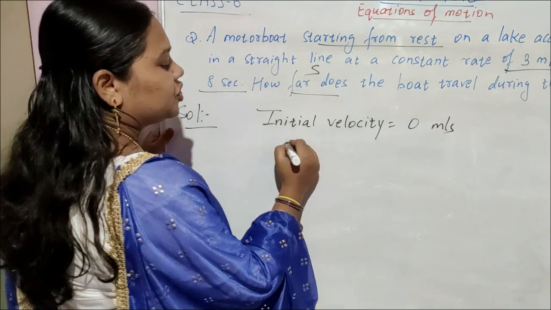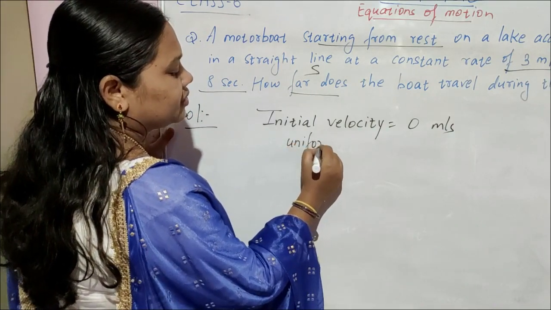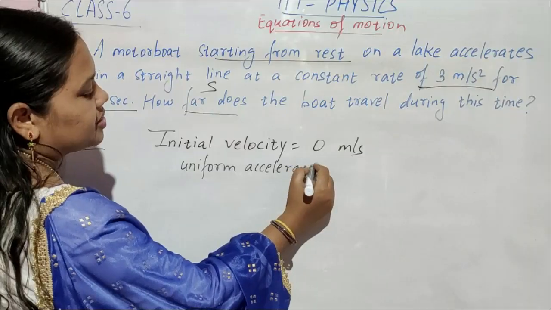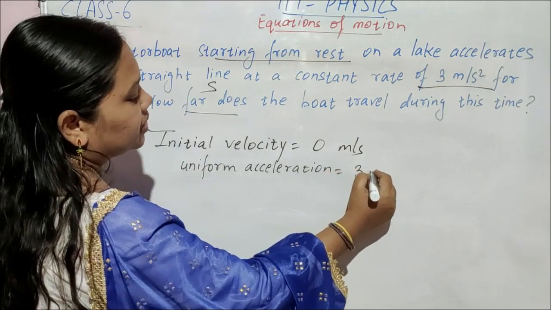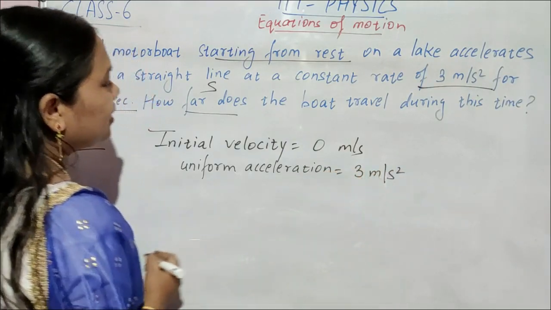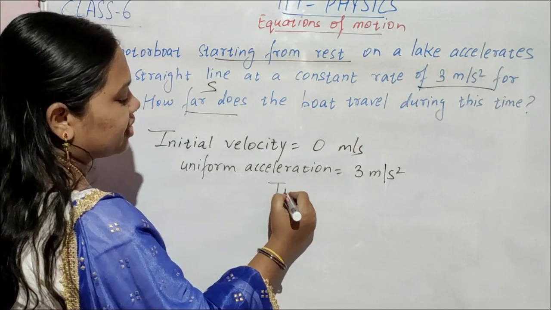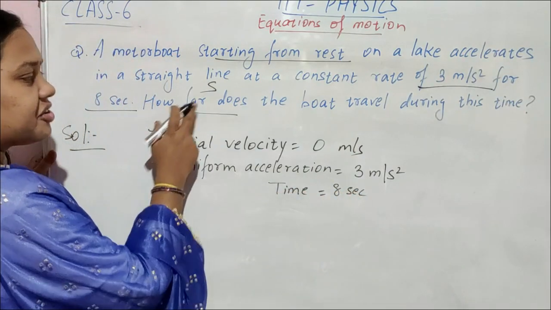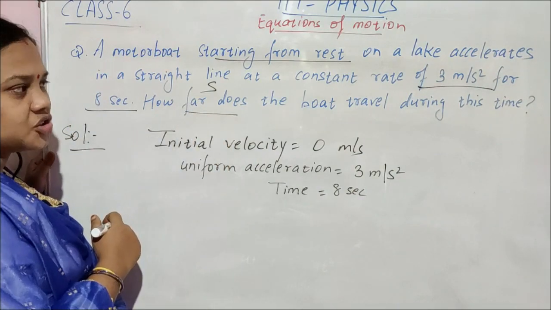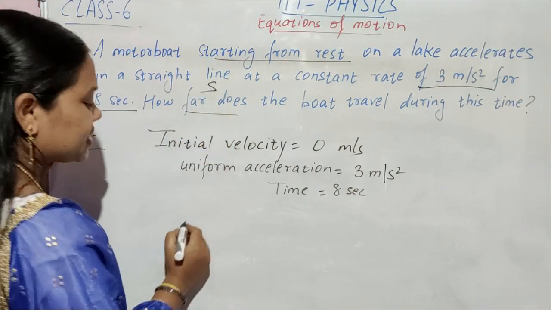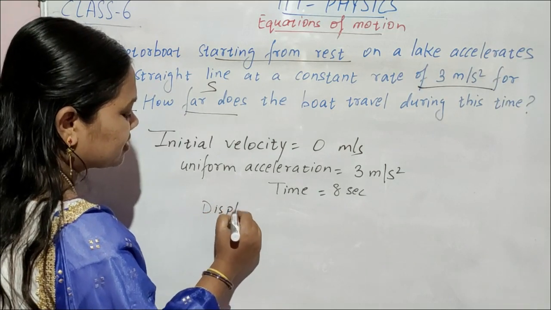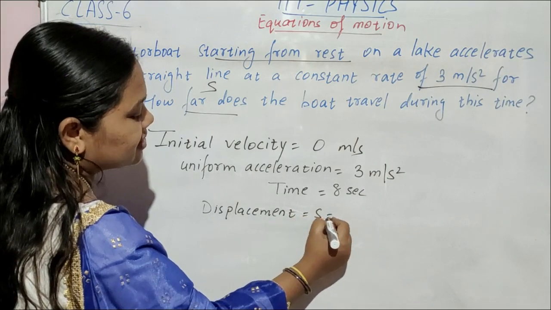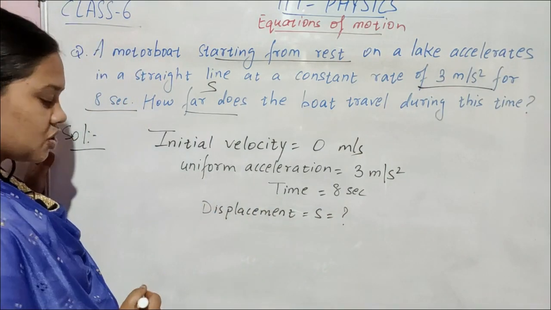Again, what is given? Uniform acceleration is given, 3 meter per second square. Time is given, 8 seconds. What do you have to find? How far does the boat travel during this time? You have to find displacement. S equals question mark.